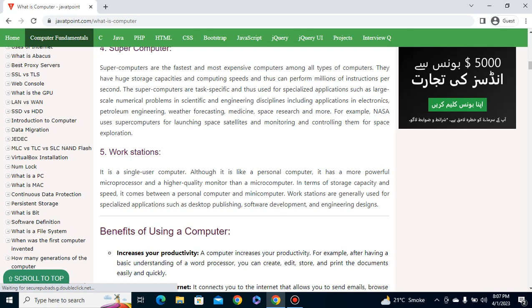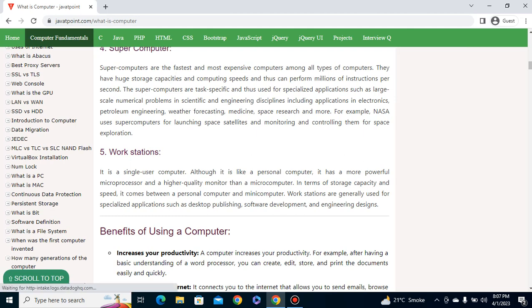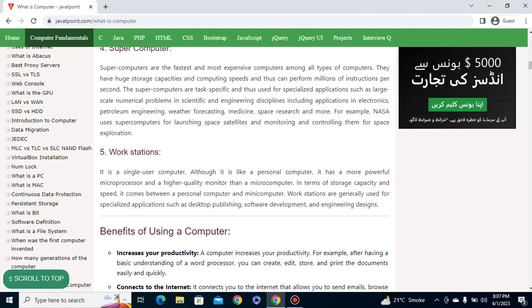Workstations. It is a single-user computer. Although it is like a personal computer, it has a more powerful microprocessor and a higher quality monitor than a microcomputer. In terms of storage capacity and speed, it comes between a personal computer and a mini computer. Workstations are generally used for specialized applications such as desktop publishing, software development, and engineering designs.